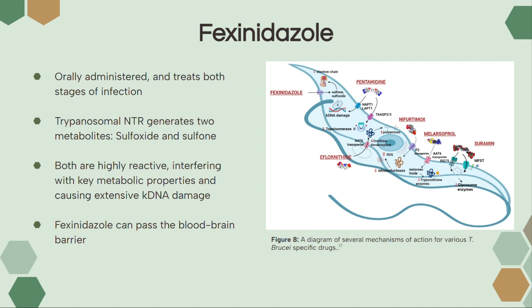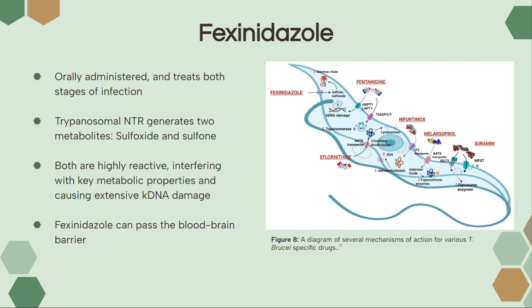Now, the mechanism of action of fexinidazole is really interesting. It's an orally administered drug, and it is not effective until it is processed by the trypanosome. It treats both stage 1 and stage 2 of infection because it has the ability to cross the blood-brain barrier. Now, the trypanosome produces a nitroreductase, which, when it reduces the fexinidazole, it produces two metabolites known as sulfoxide and sulfone.